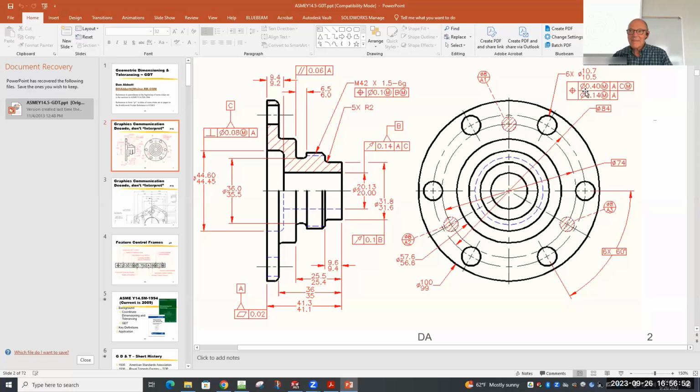That all makes sense? So when you see, because I know the first time I saw basic dimension and I read that it was a theoretically perfect dimension, I go, what does that mean? I mean, what's theoretically perfect mean? I'm actually making a part. I'm drilling a hole.